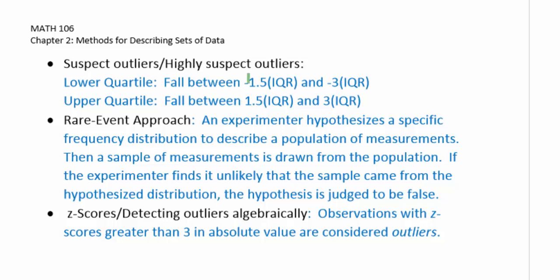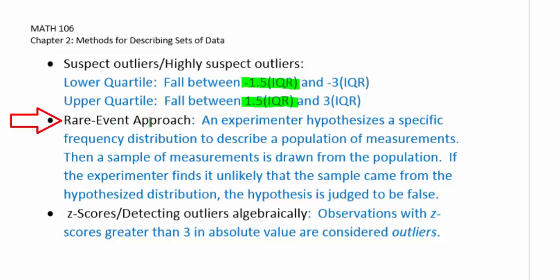So we just want to point out that when we are looking for values that are below the median, we are subtracting the product from the lower quartile. When we're looking for outliers above the median, then we are adding 1.5 times the IQR to the upper quartile.